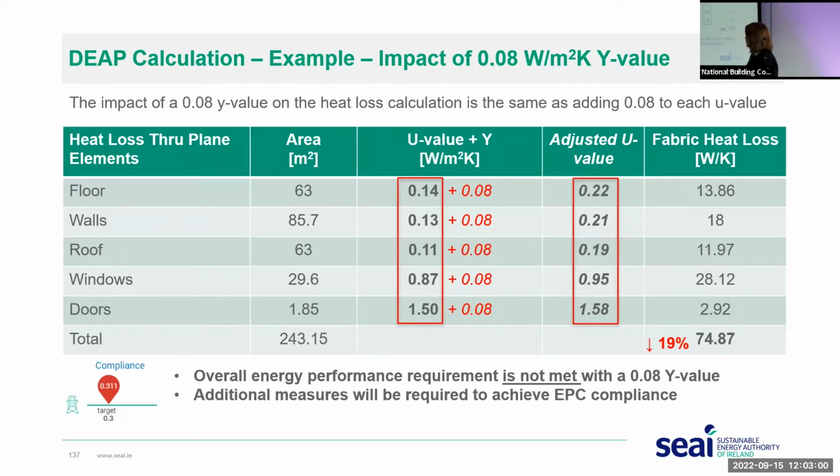In this example again, you can see the impact. By reducing from the 0.15 down to the 0.08, it's reduced heat loss by nearly 20%. But still the overall energy performance requirement is not met with the 0.08 Y value. And again, additional measures would need to be required to achieve EPC compliance.